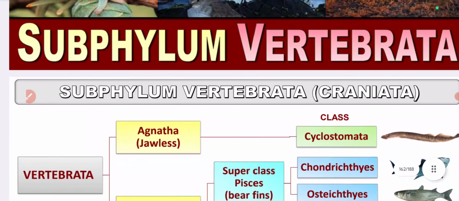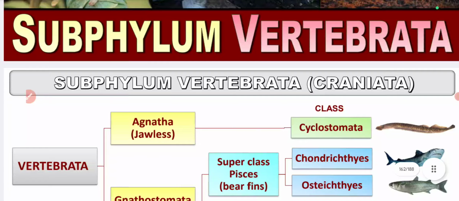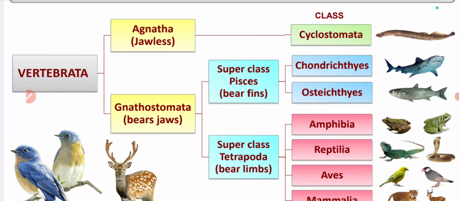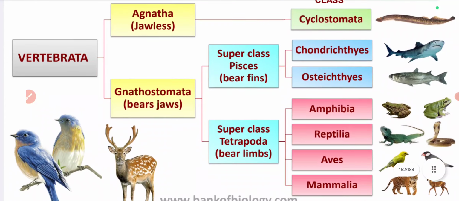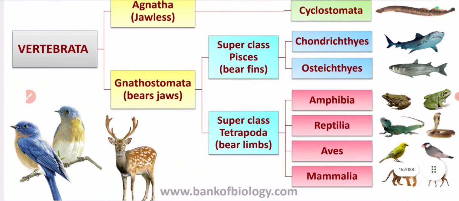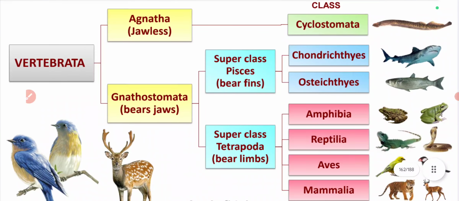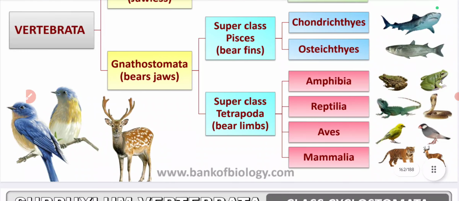And then subphylum Vertebrata, or Craniata, is divided into two parts: Agnatha and Gnathostomata. Agnatha are jawless and Gnathostomata bear jaws. Agnatha example: class Cyclostomata. Gnathostomata, which bear jaws, are divided into superclass Pisces and superclass Tetrapoda. Pisces bear fins and Tetrapoda bear limbs. Superclass Pisces is divided into two classes: Chondrichthyes and Osteichthyes, and superclass Tetrapoda into Amphibia, Reptilia, Aves and Mammalia.